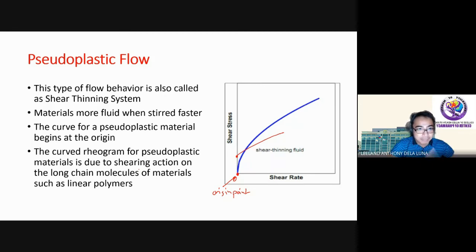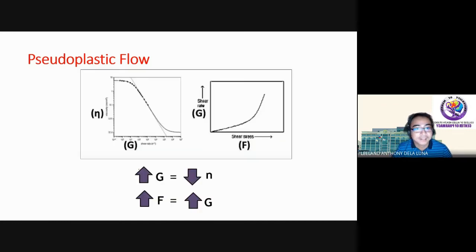Again, pinagkaiba niya lang sa plastic flow is, plastic flow, kailangan mo munang ma-meet yung kanyang yield value. You have to exceed the yield value. For pseudoplastic flow, class, it doesn't have a yield value. Applying stress to it will still make it flow. Yun nga lang, the more force I'm applying, the more ang kanyang liquid property, the more yung kanyang magiging flow property. Mas tumataas yung shear rate niya. So, simply class, the shear rate increases as more stress is applied.